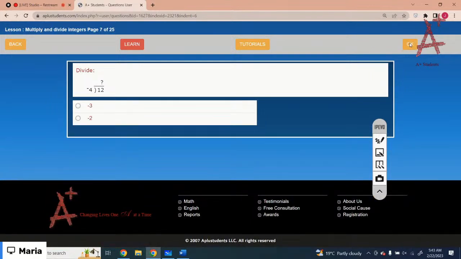Okay, the next one is negative 4 divided by 12. So which is the correct option? So it is 4 times what number is 12? Yes, very good. It is negative 3. The correct option is negative 3.